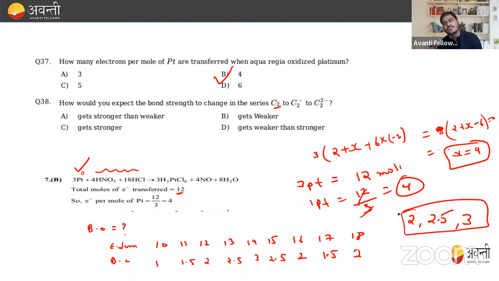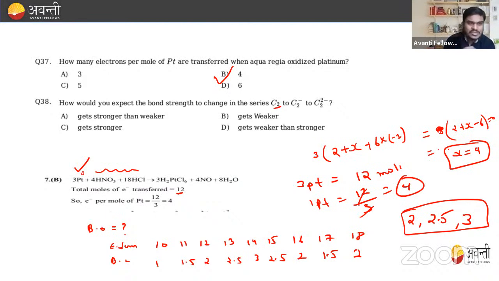So what do you observe in bond order? The bond order is increasing from 2 to 2.5, 2.5 to 3. So we can say that the bond strength also increases. If the bond order increases, whether single bond, double bond or triple bond, obviously the triple bond is more stable and has more bond strength. So the options are: gets stronger then weaker, gets weaker, gets stronger, or gets weaker then stronger.